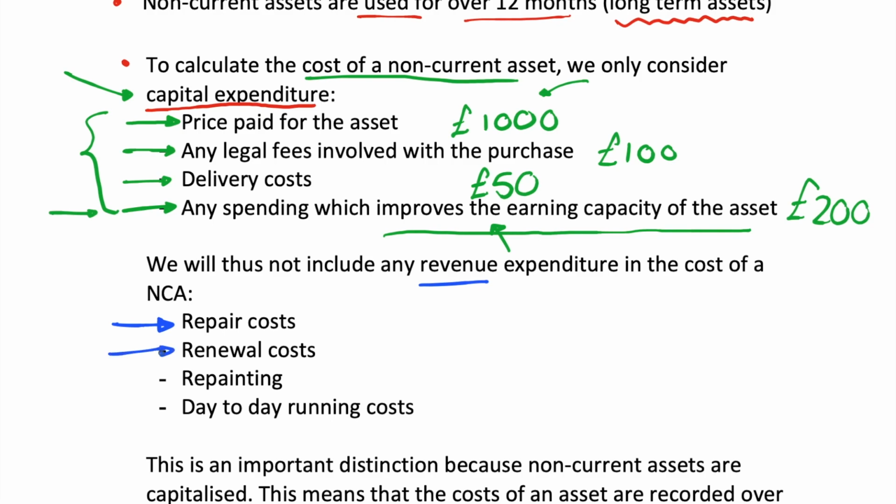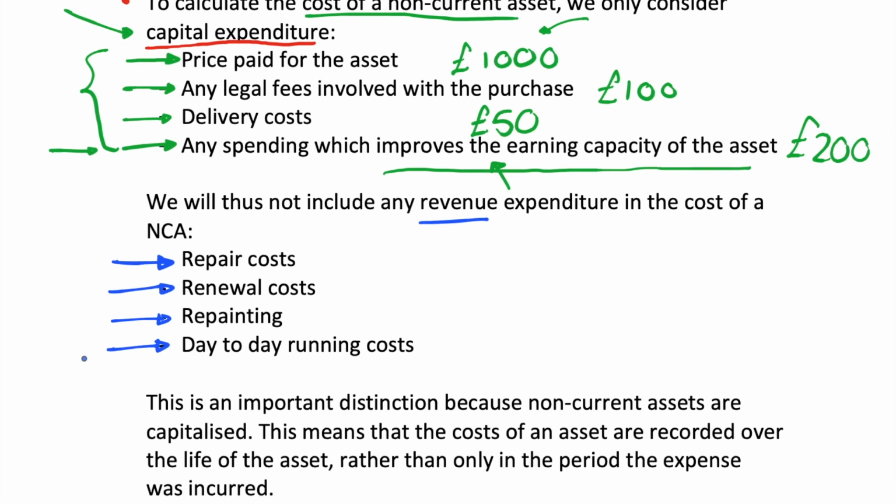Equally, any renewals, the cost of, say, repainting an asset, if it's, say, a building and we want to change it from white to blue, we don't include that in the cost of an asset either. And just more generally talking about day-to-day running costs, let's say if we use electricity in actually operating a machine, we don't include that in the cost. That's something separate, and that is revenue expenditure.